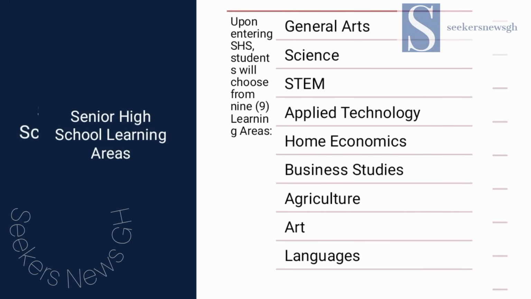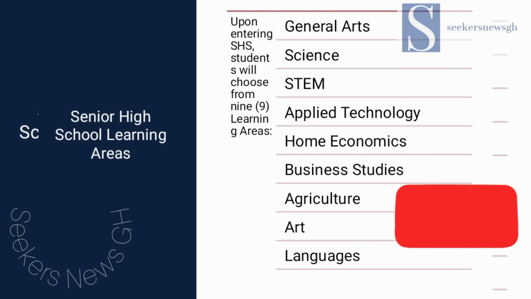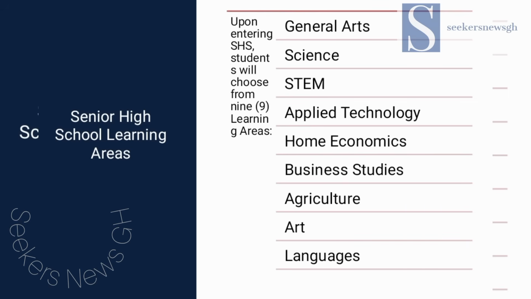So, senior high school learning areas. We have the general arts, science, STEM, applied technology, home economics, business studies, agriculture, arts, languages. So these are the various learning areas, or what you would have previously called the programs in senior high school. Now, let's look at the various subject combinations, or what you would do if you should choose any of these.